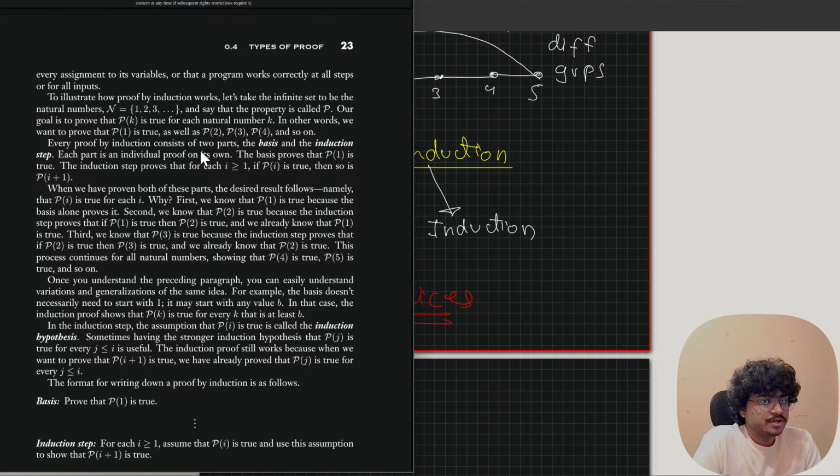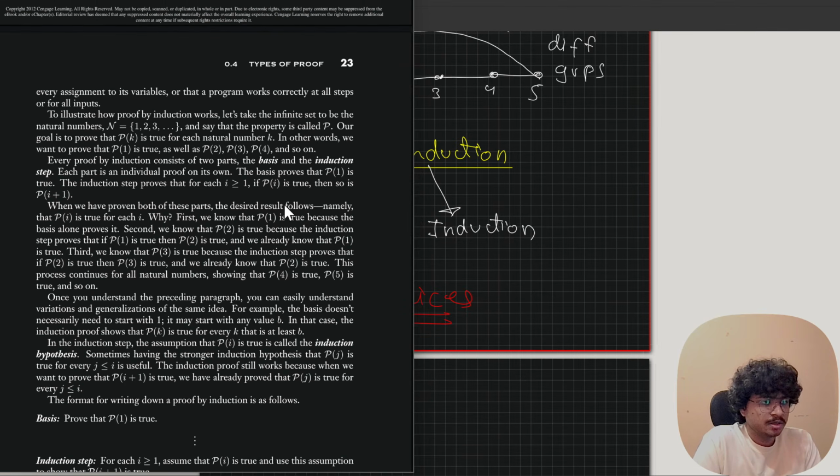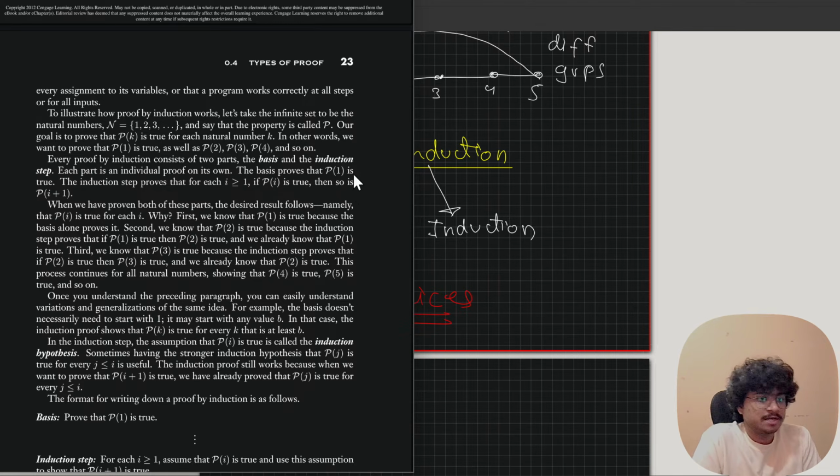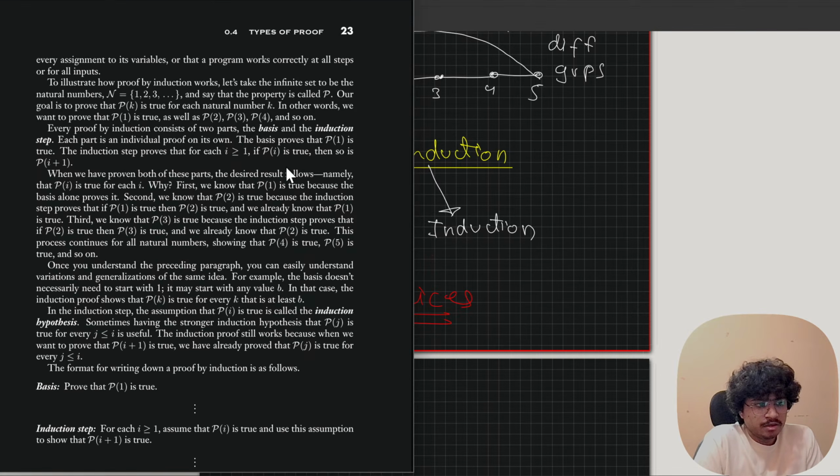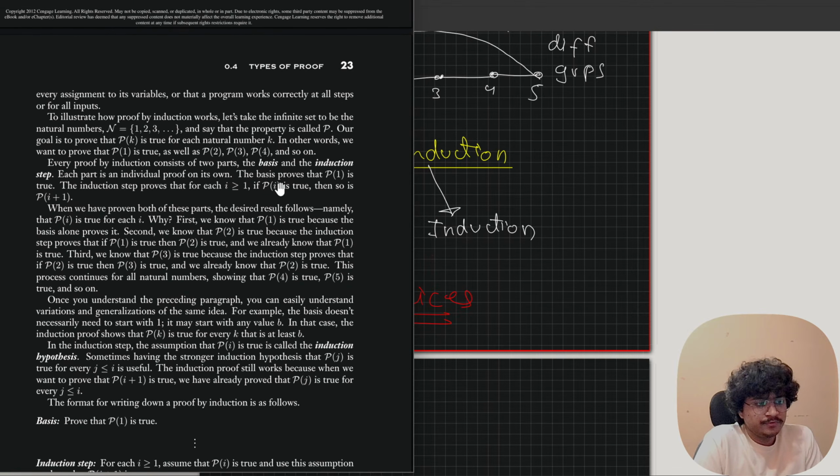Every proof by induction consists of two parts, the basis and the induction step. Each part is an individual proof on its own. The basis proves that P of 1 is true. I think this refers to the statement P of 1 is true. The induction step proves that for i greater than 1, if P of i is true, then so is P of i plus 1. So you prove the basis, and through the basis, you eventually prove the induction step.